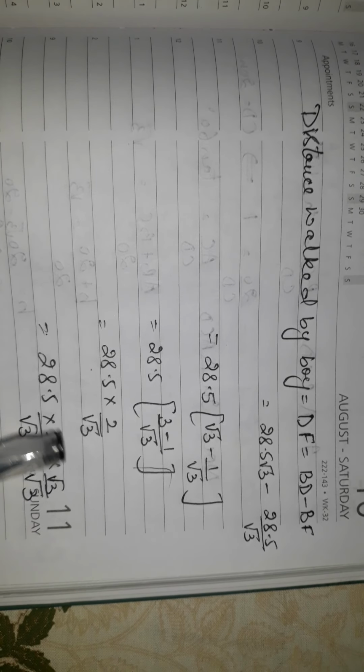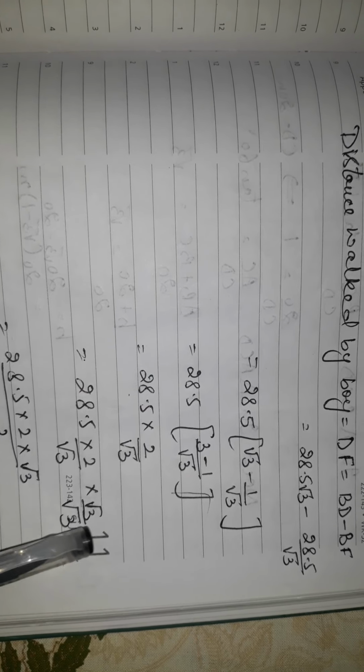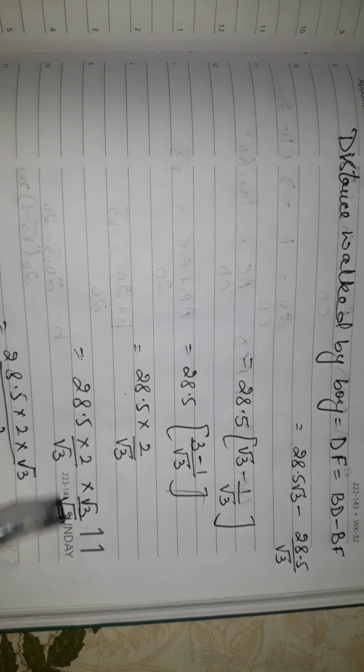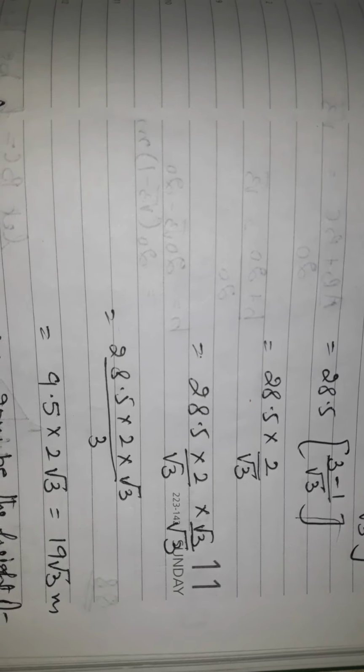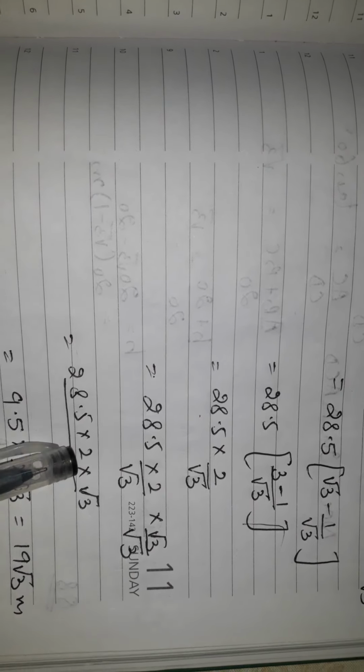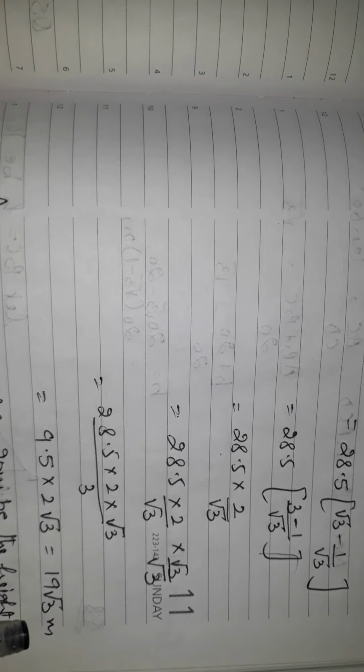So this becomes, I have also rationalized it here by multiplying by root 3 by root 3. So it becomes 28.5 into 2 into root 3 by 3. When the 3 cancelled with 28.5, we got here 9.5 into 2 root 3. 9.5 into 2 is what? 19. So 19 root 3 meters is the distance walked by that boy.